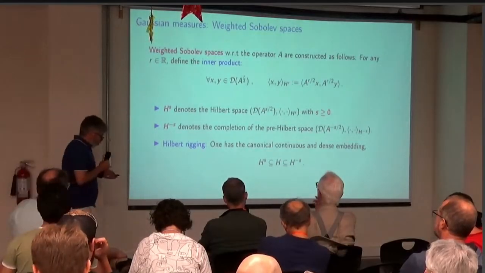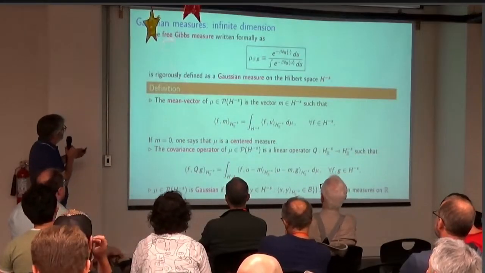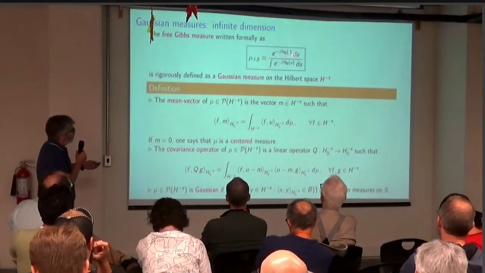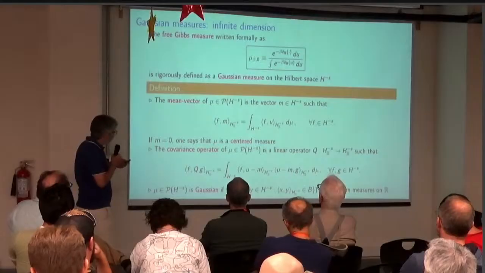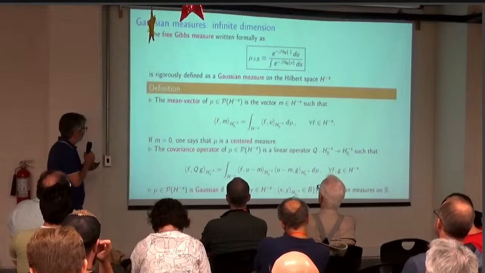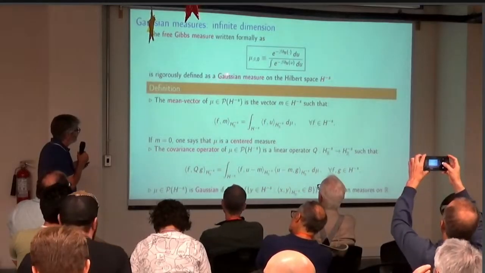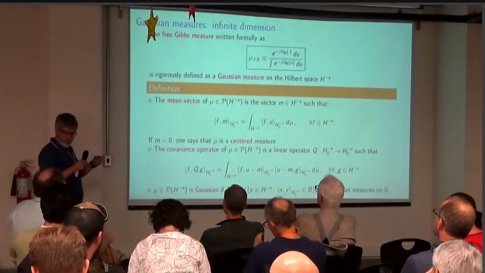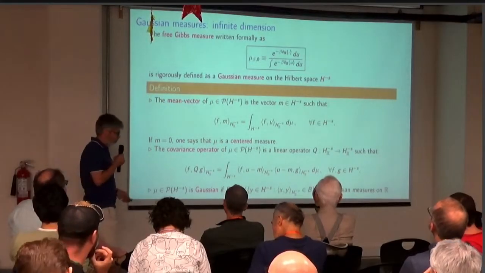Okay, so once we have this, now we are able to define again what a free Gibbs measure or a Gaussian measure is. Formally it looks like this, but this has no meaning because we don't have the Lebesgue measure in infinite dimensions. But we can define it through results that are known from a long time ago. Let me at least recall the exact definition of Gaussian measures. Gaussian measures in finite dimensions are characterized by two ingredients, the mean and the covariance. Once you know the mean and the covariance, you know your measure, the Gaussian measure.